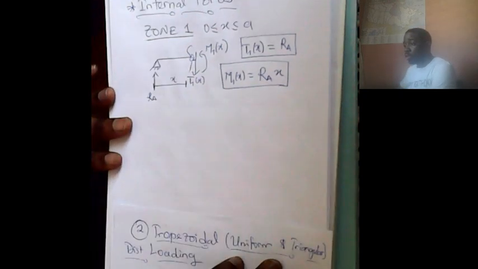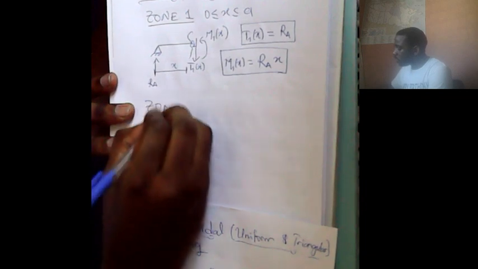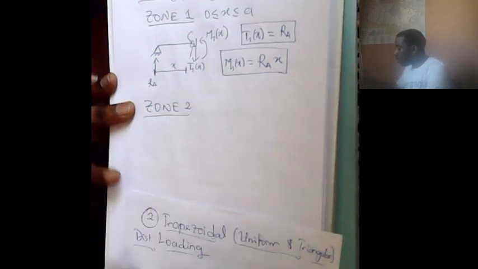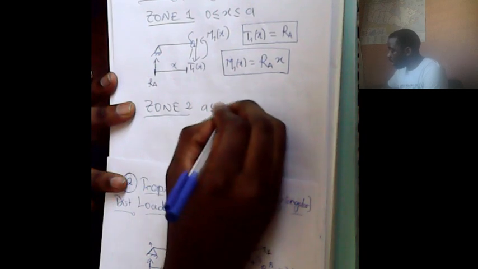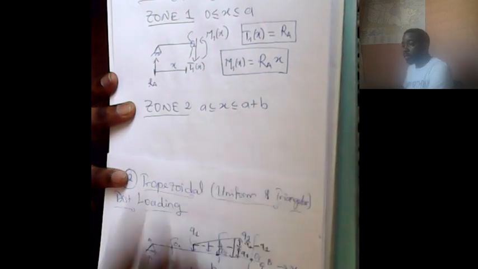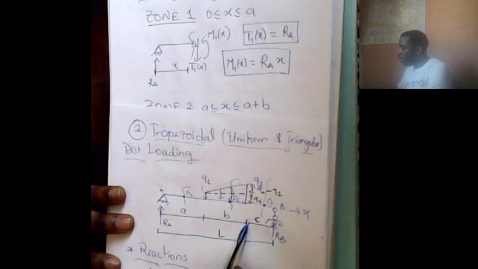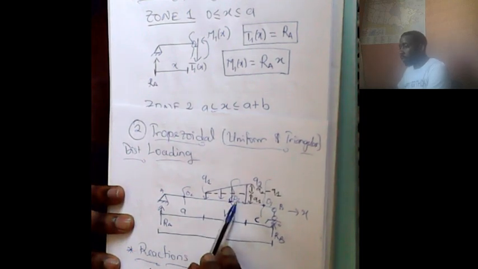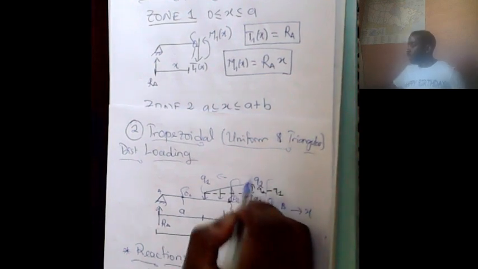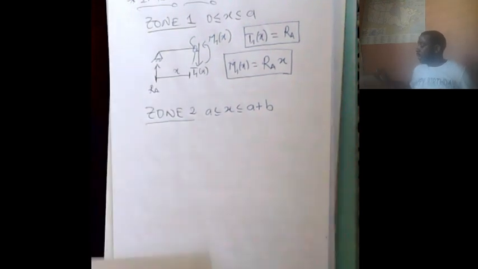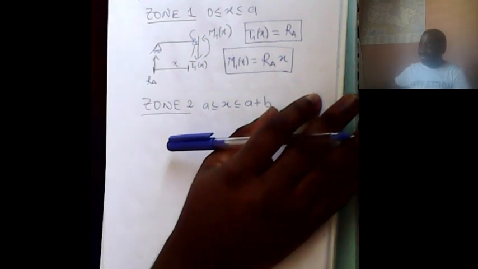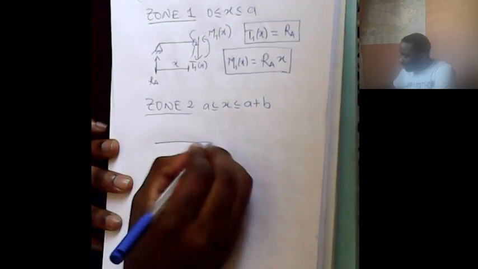That's finished. Zone two. Zone two will go from A right up to what? A plus B, right? So it will go from A right up to A plus B. All of this will be our zone two. In zone two, I prefer looking this way because this way it will be x. If I look that other way, it will be L minus x, which adds another complexity. Good, so this is where there's another work to do. Very interesting.